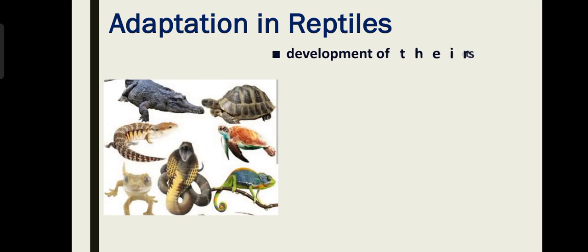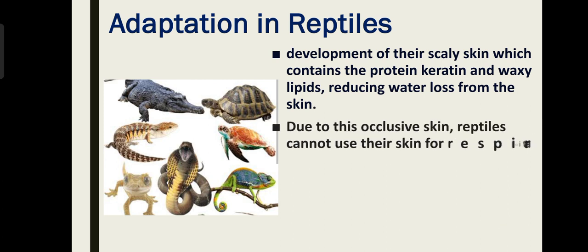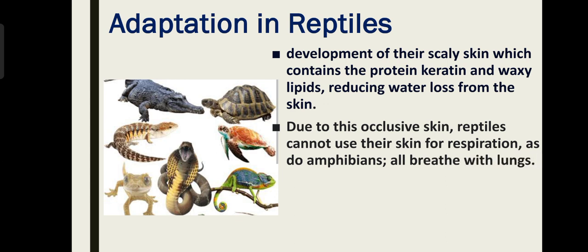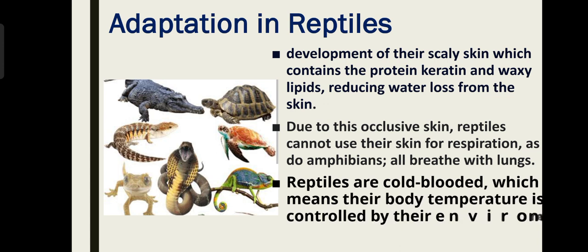Adaptation in reptiles. Reptiles have developed scaly skin which contains the protein keratin and waxy lipids, reducing water loss from the skin. Due to this occlusive skin, reptiles cannot use their skin for respiration as amphibians do; they all breathe with lungs. Reptiles are cold blooded, which means their body temperature is controlled by the environment.